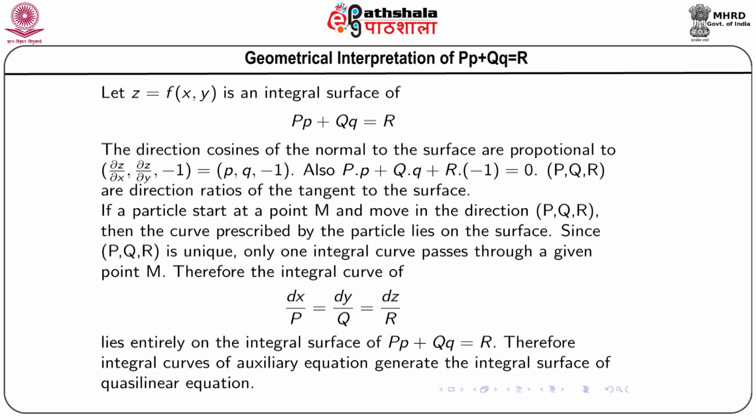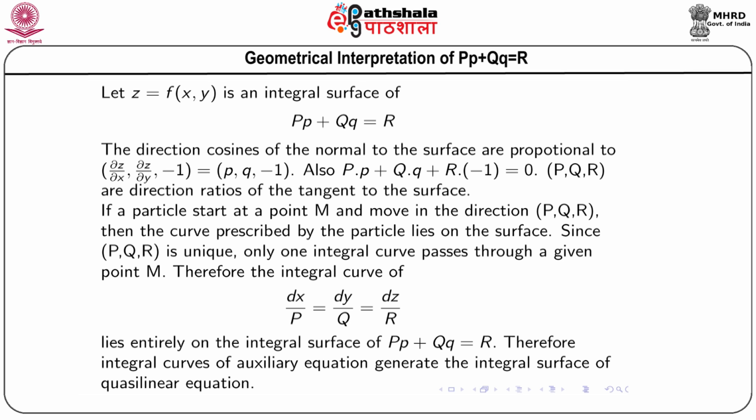Suppose a particle starts from a point capital N and moves in the direction P, Q, capital R, then the curve prescribed by the particle lies on the surface, and for a given particular point M, the values of P, Q, R are unique. Therefore, it represents that through a given fixed point M, there is only one integral curve passing through that given point.